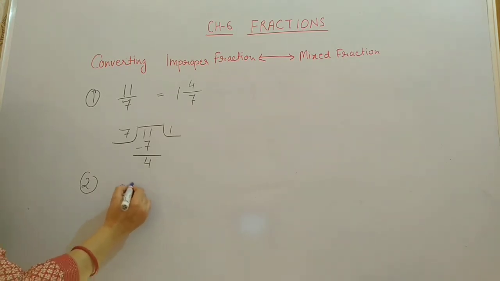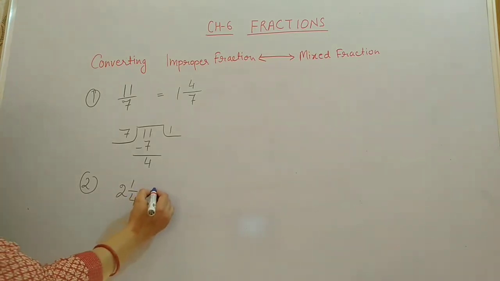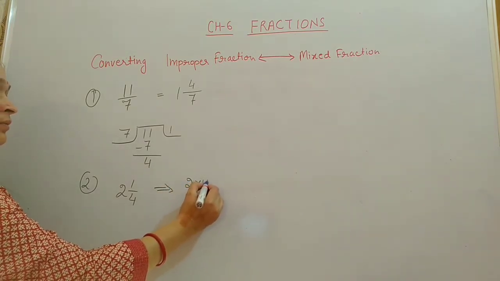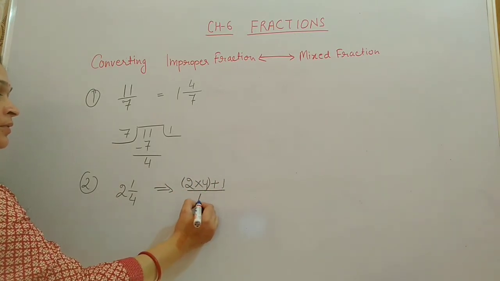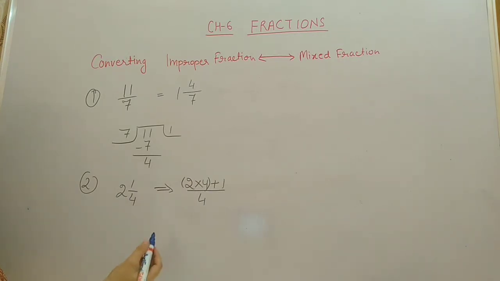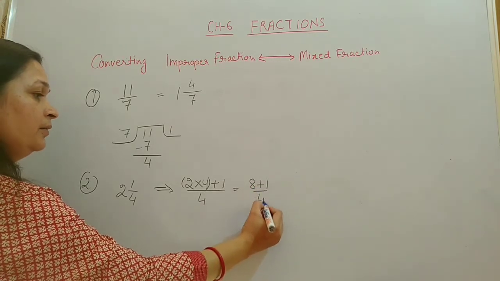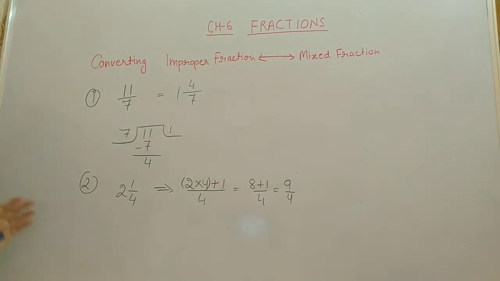Next, reverse of this, converting a mixed fraction into an improper fraction. Suppose you have 2 whole number 1 by 4. So in this case, what you have to do? First you have to multiply this 2 with 4, and then you have to add this. First do the multiplication, after that addition. So 2 into 4, 8 plus 1 will be 9 by 4. So like this you can convert an improper fraction into a mixed fraction and a mixed fraction into an improper fraction.